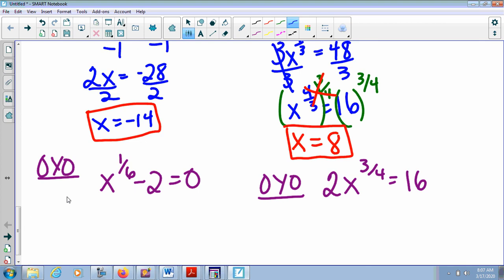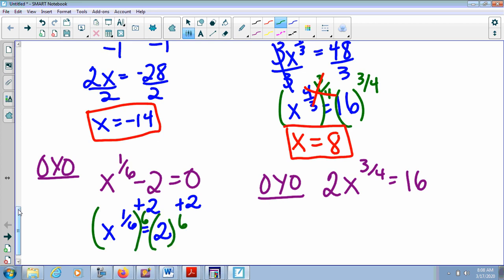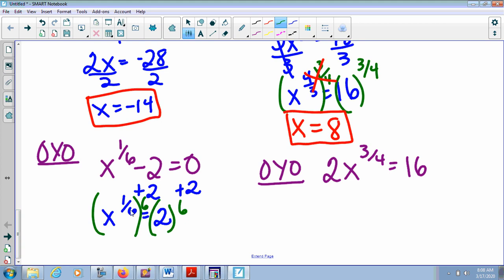Okay. Alright, welcome back. Hopefully you got that done. So this first one, I know I need to get rid of this 2. I'm just going to add my 2. So x to the 1/6 is equal to 2. And the reciprocal of 1/6 is 6. So we'll raise it to the 6th power. And that will cancel out. We just have x. And then 2 to the 6th is, I think that is 64. You can check that for me, but pretty sure it's 64.